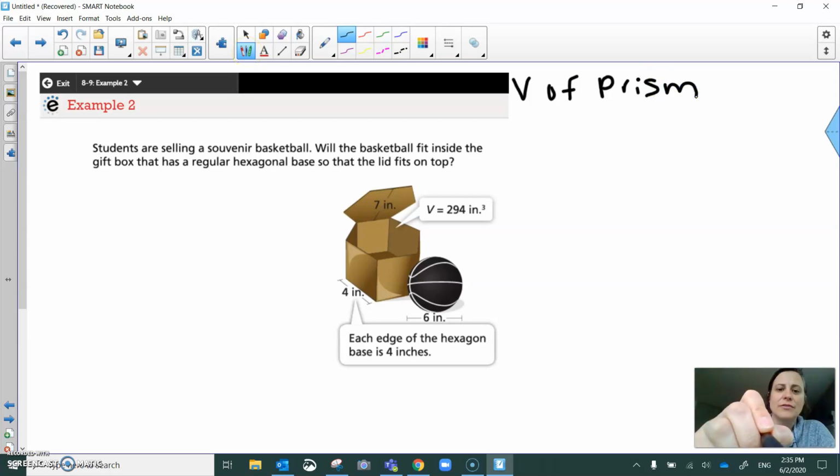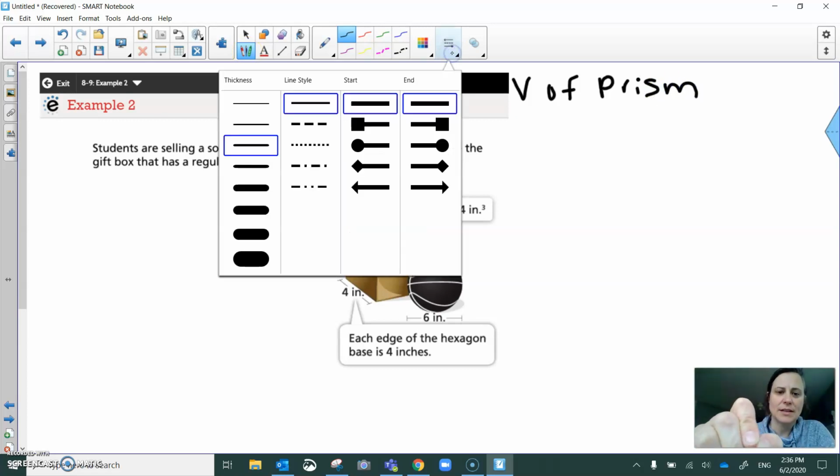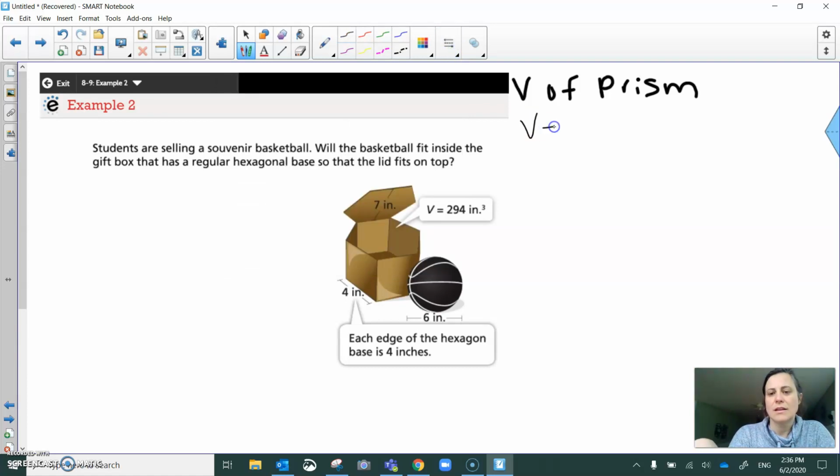There we go. The formula for volume of a prism is the area of the base times the height of the prism.